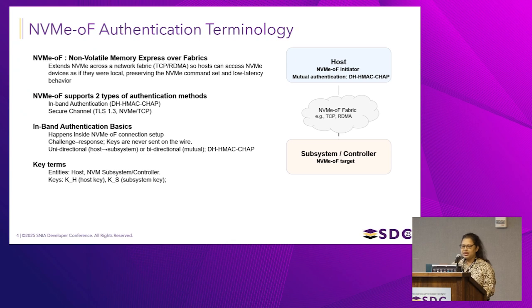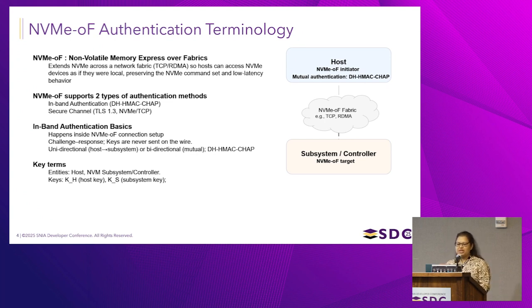The authentication types that in-band authentication today supports are unidirectional and bidirectional. Bidirectional is basically mutual authentication. We will talk in detail in the upcoming slide. In this talk, I'll be using subsystem, controller, and target synonymously, so I'll be using these terms interchangeably. In unidirectional authentication, in terms of NVMe-Fabrics, the subsystem authenticates the host. And in bidirectional authentication, once the subsystem has authenticated the host, the host will again authenticate the subsystem as well.